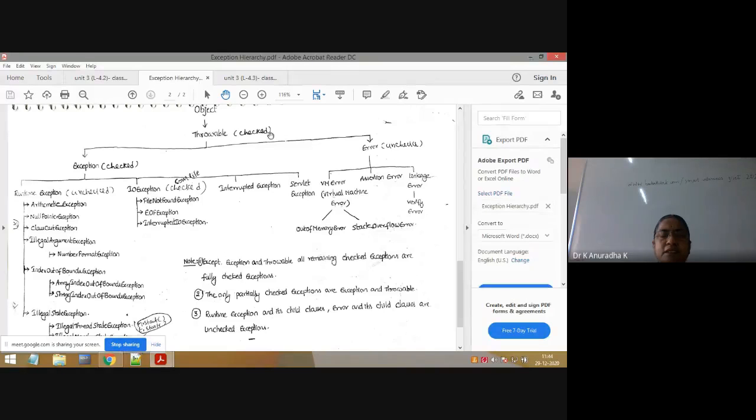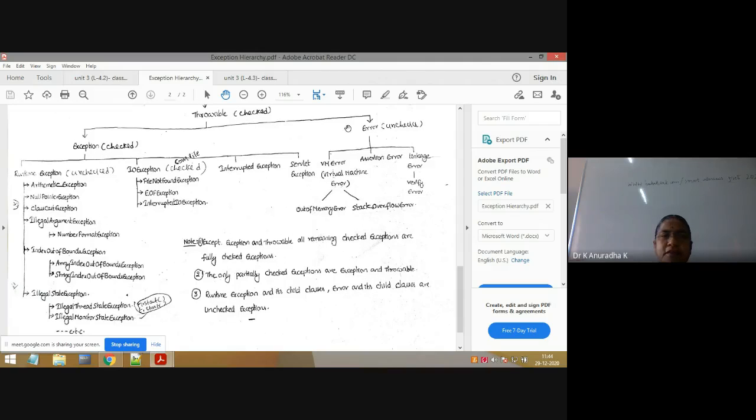Next, we know checked and unchecked, no? We have two types of exception. Throwable is a checked exception, why I will explain later. And exception is a checked exception and error is an unchecked exception. Under throwable we have two subclasses, exception and error. Exception is a checked exception, error is an unchecked exception, and throwable is a checked exception.